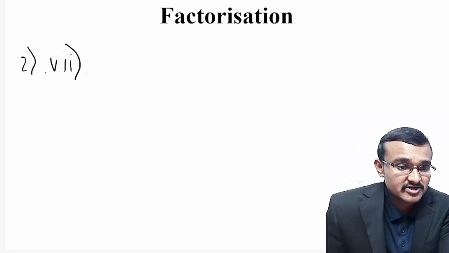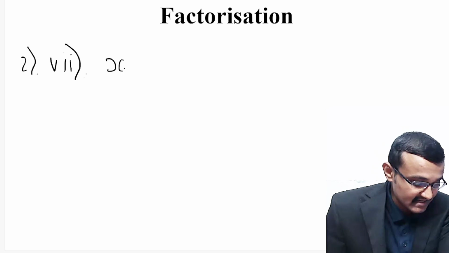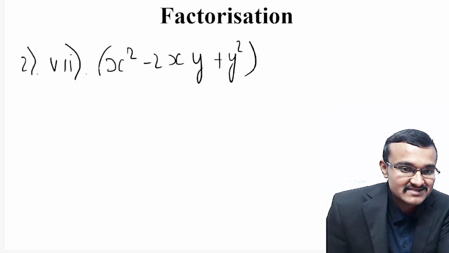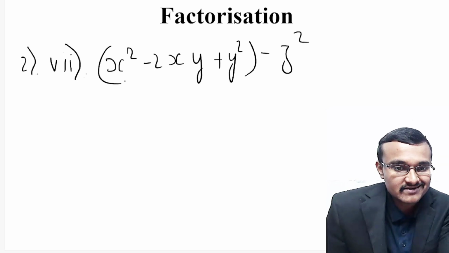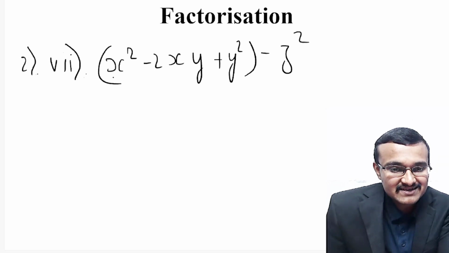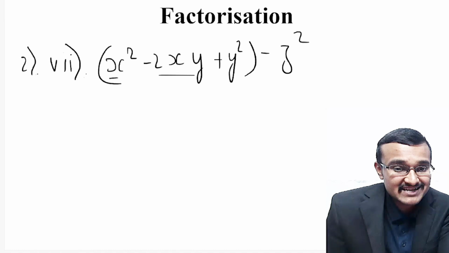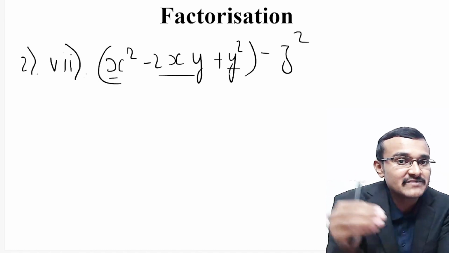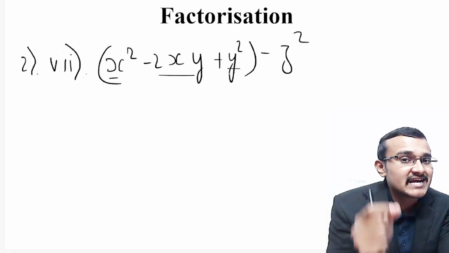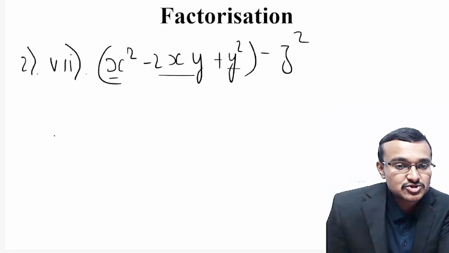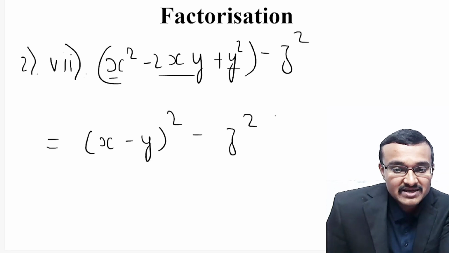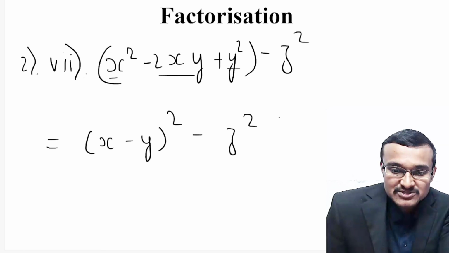Coming to the seventh question in this second question, they have given x square minus 2xy plus y square minus z square. So here you can clearly see that this x square minus 2xy plus y square is in the form of a square minus 2ab plus b square. In the place of a and b you have x and y. So this you can straight away write as a minus b whole square, that is x minus y whole square minus z square. Here this is in the form of a square minus b square.